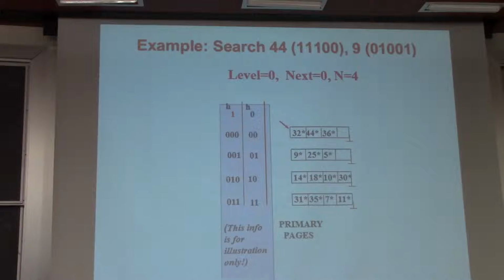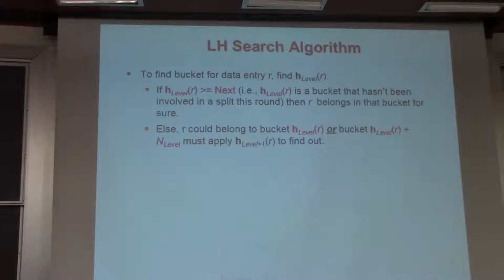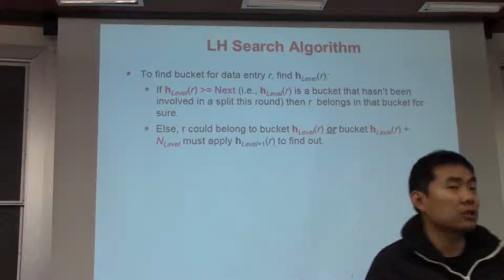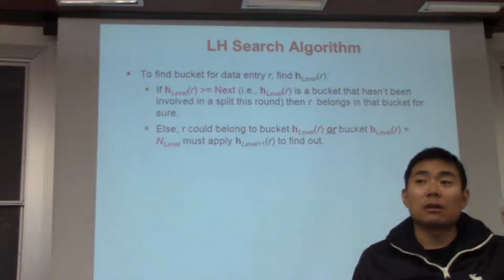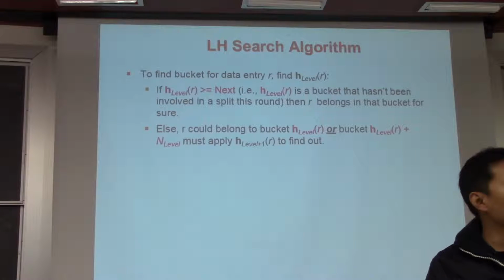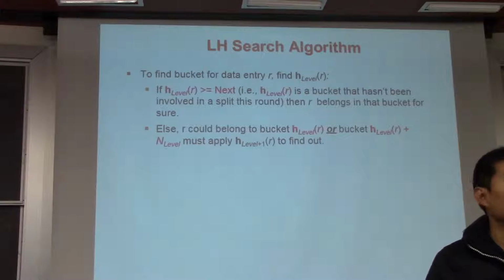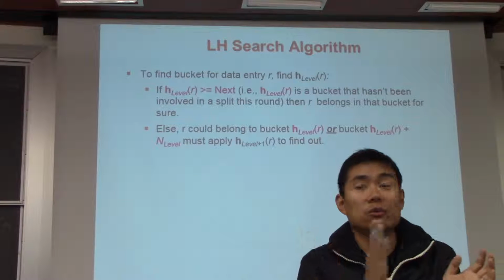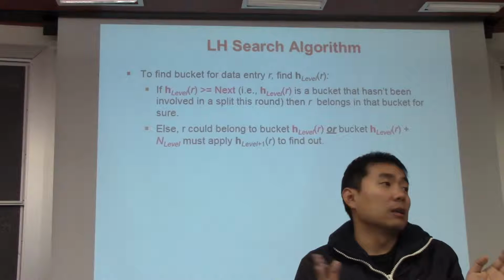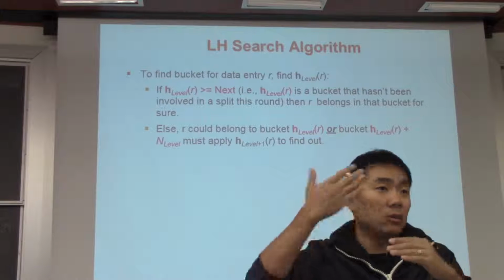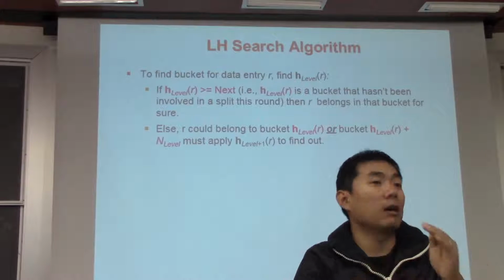The search algorithm, I don't think there are examples, but let me just quickly highlight it. You always use the current level hash function first, and then find out whether you are in a red bucket or in a green bucket. If you are in a green bucket, then you are done. You just try to find the value there. If you end up in a red bucket, you switch to the next level hash function to find out whether you're really in the red bucket or a blue bucket.